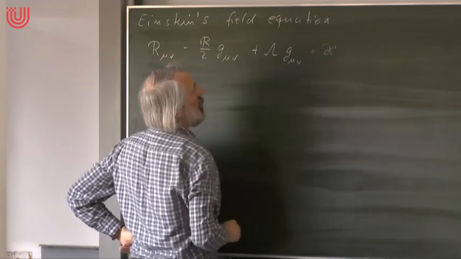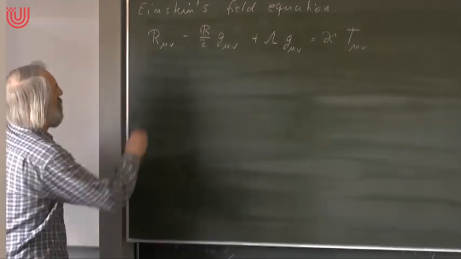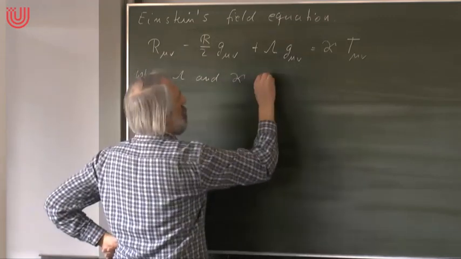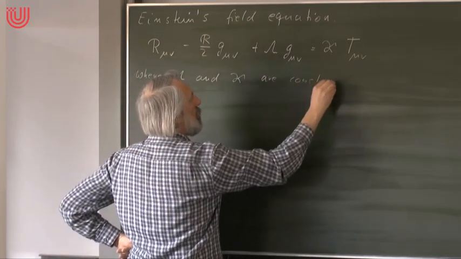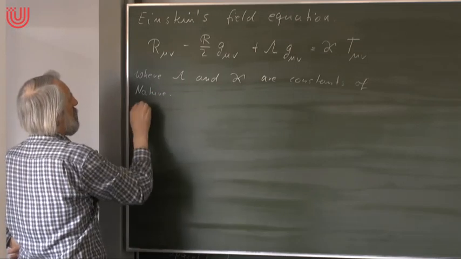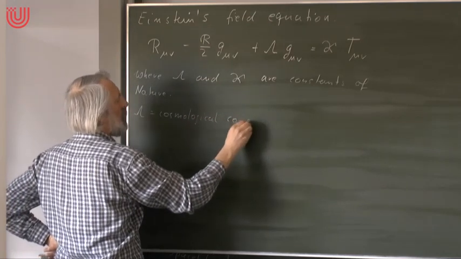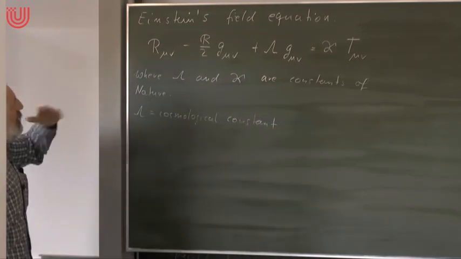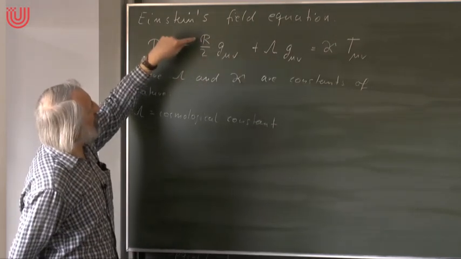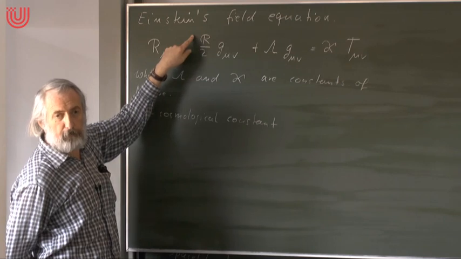And on the right-hand side, I have a constant kappa and something which is denoted T mu nu, where lambda and kappa are constants of nature. Lambda is a so-called cosmological constant. You can see it must have the same dimension as a curvature tensor. Here you see it from this term. So lambda times g must have the same dimension as R times g. So lambda must have the same dimension as R. What's the dimension of a curvature? Physical dimension?